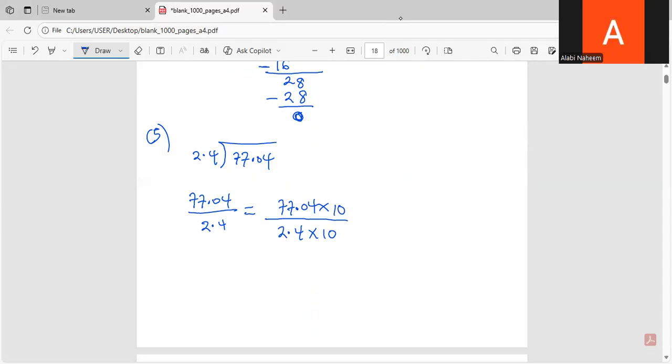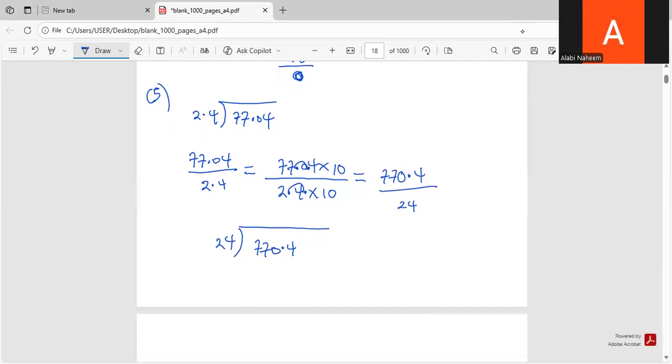So we proceed. Times 10. So move the decimal point to the right just once. Here also, just once. The decimal point is now here. It is now 770.4 over 24. The decimal point is now here, which is now 24. So in the division house, we have 24 as the divisor and 770.4 as the dividend. So we proceed.